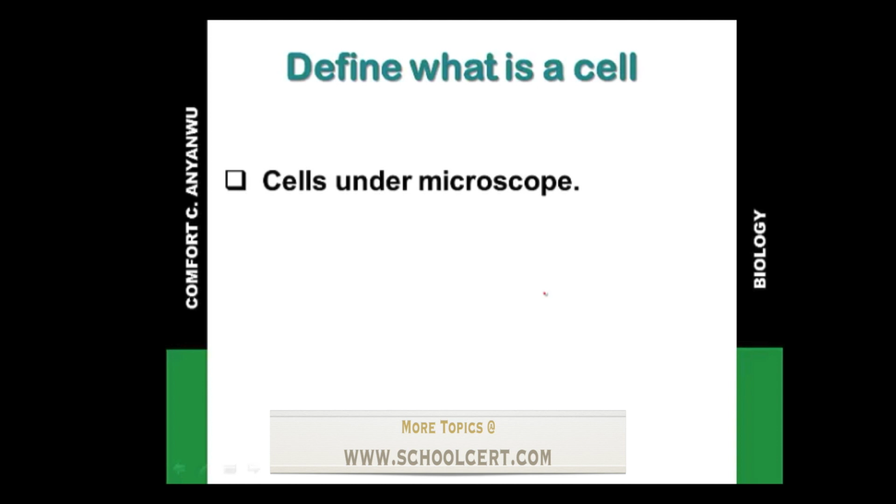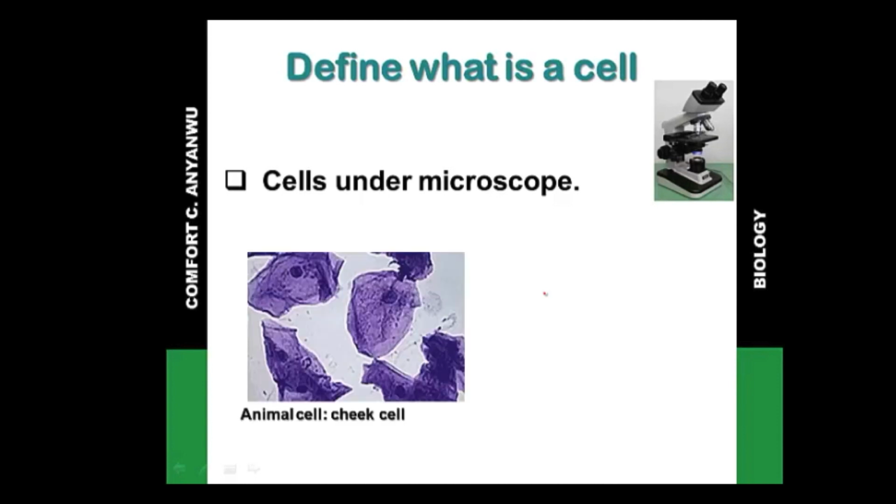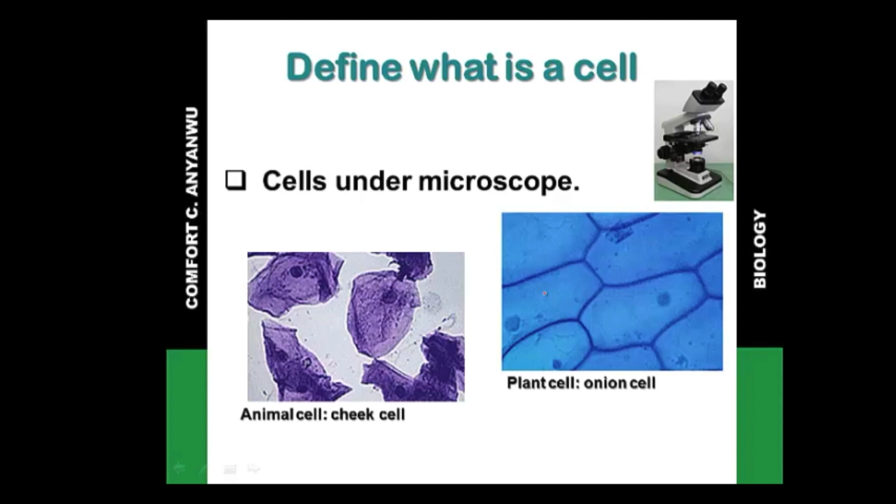Because of how small these cells are, we need a microscope to look at them. For example, cheek cells from animal look exactly like this under the microscope. Plant cell, such as the onion cell, also looks as big as this under the microscopes. But without the microscope, we can hardly see them.